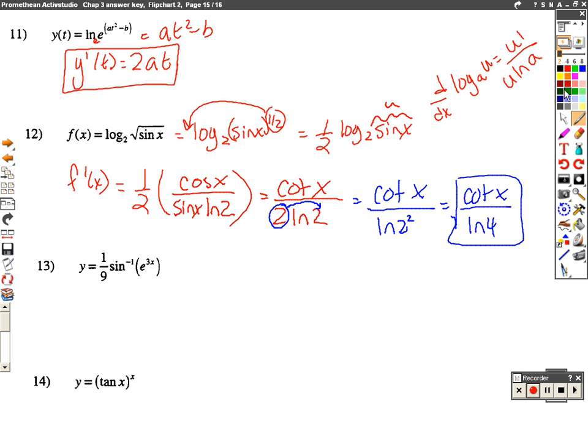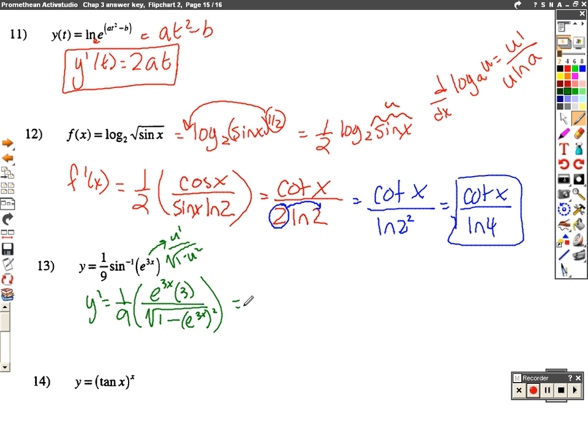Alright, next one. We've got 1/9 arc sine e to the 3x. So let's put all this together. Y prime, 1/9 is just hanging out. It's our constant multiple. The derivative of arc sine is u prime over the square root of 1 minus u squared. So u prime is the derivative of e to the 3x, which would be e to the 3x times 3 over the square root of 1 minus u, this is once again the e to the 3x squared.